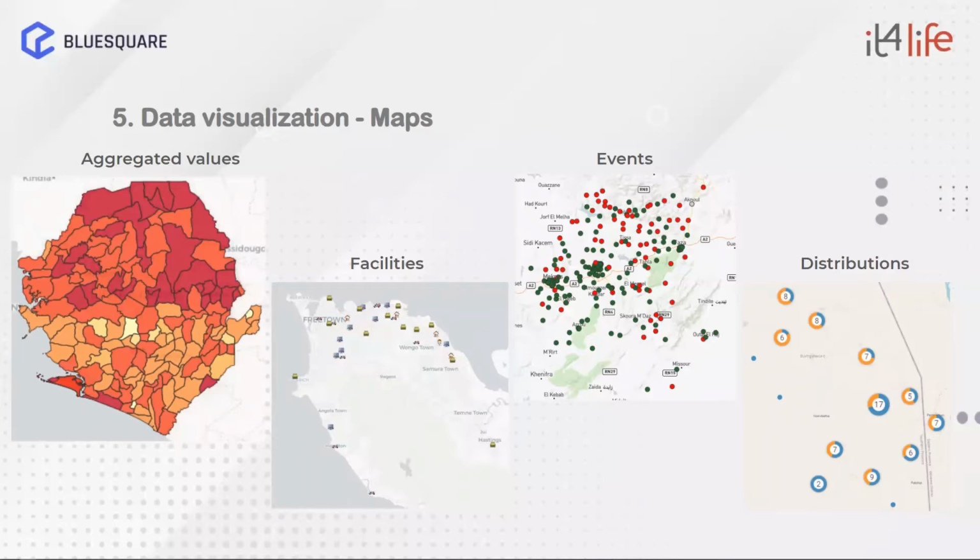Here I have a map of facilities, so I can make the difference between facilities. I can display events on my map using GPS coordinates, and I can also use distributions. Here is the value distribution of a variable on GPS coordinates for different visual analysis.